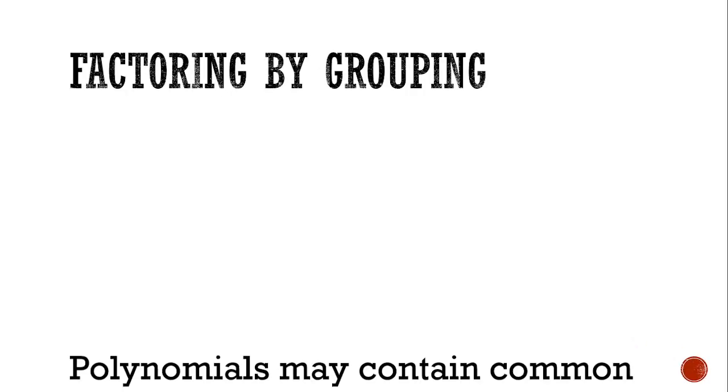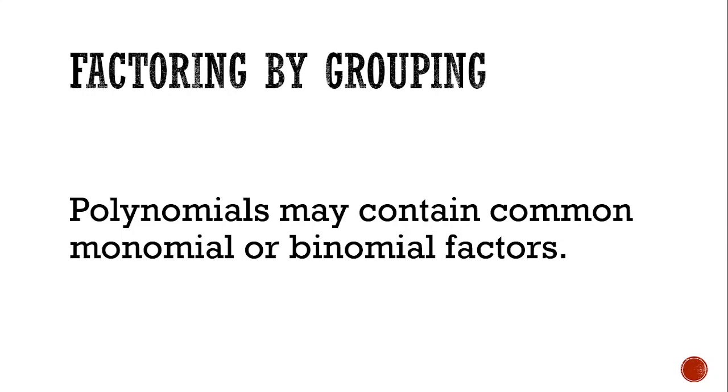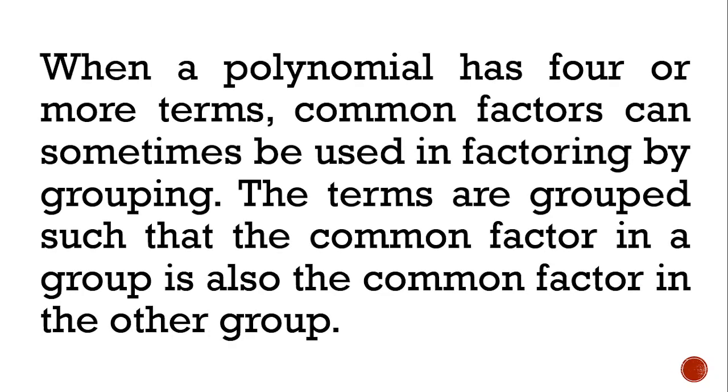So let's start. Factoring by grouping. Polynomials may contain common monomial or binomial factors. When a polynomial has 4 or more terms, common factors can sometimes be used in factoring by grouping. The terms are grouped such that the common factor in a group is also the common factor in the other group.